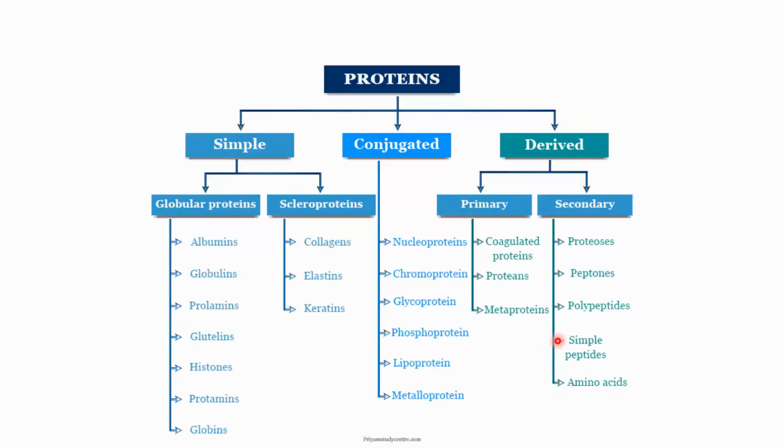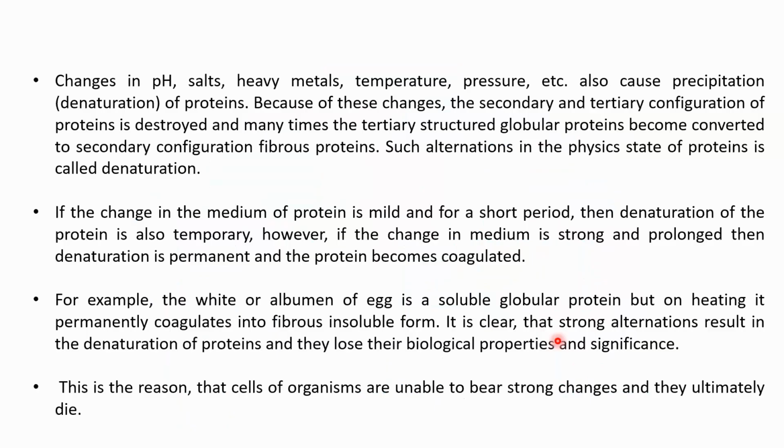Now what do I mean by protein denaturation? A protein remains in a particular state, in a particular structure, in a particular environmental condition. Changes in those conditions may result in changes in the structure of the protein. Changes in the pH, salt concentration, heavy metals, temperature, pressure, etc. may also cause the precipitation or denaturation of the proteins.